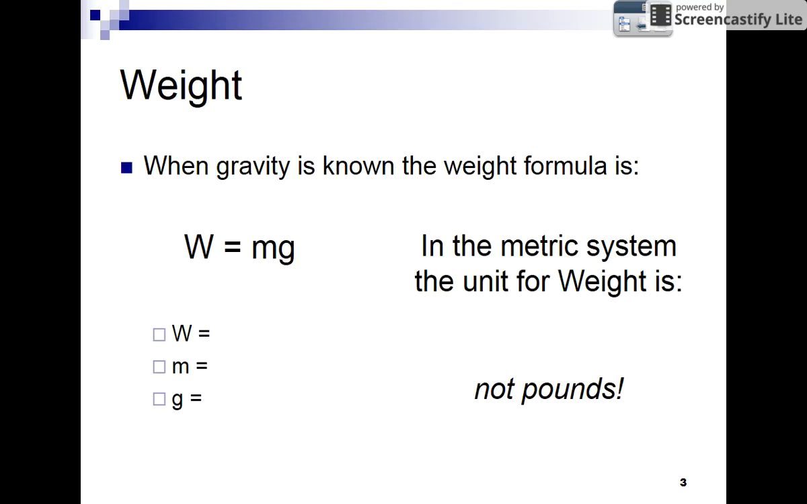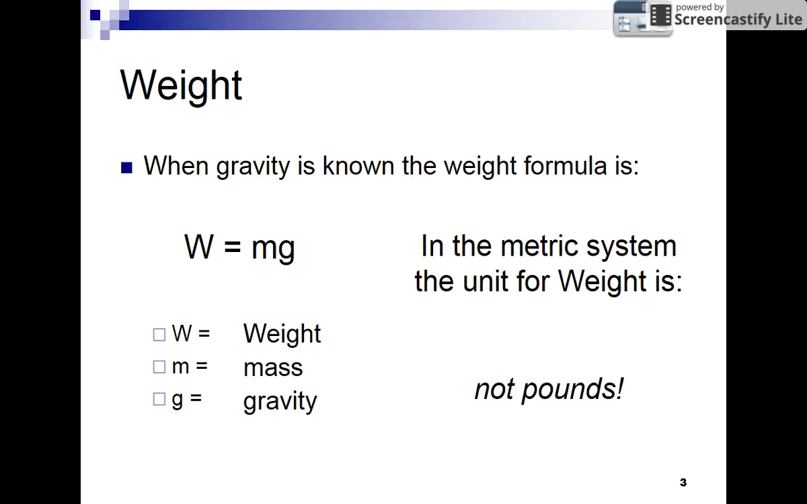All right, with weight, when gravity is known, the weight formula is W is equal to mg. You guys should remember at the beginning of the year, I would always tell you guys that weight and mass are different. And the difference here you can clearly see is that we've got this G when we're talking about weight. So hopefully you guys remember that G is gravity. So W stands for weight, M stands for mass, and G stands for gravity.